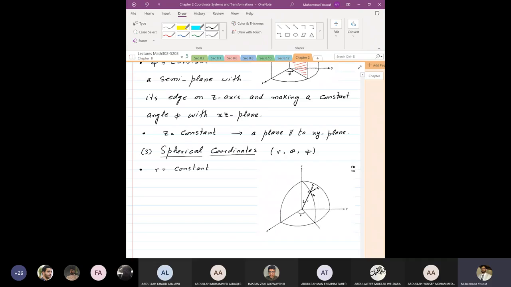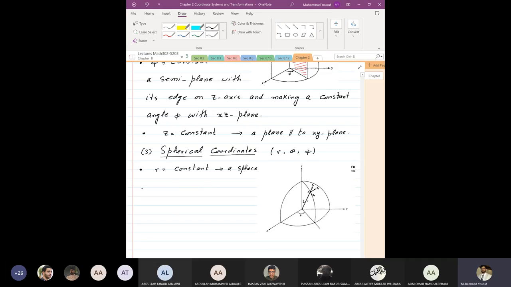So the distance from the origin is constant. What do you think it is? A sphere. We can also see from this one, x square plus y square plus z square equal to r square, and it is some constant k. So what is this? Equation of a sphere. You are right, absolutely right.